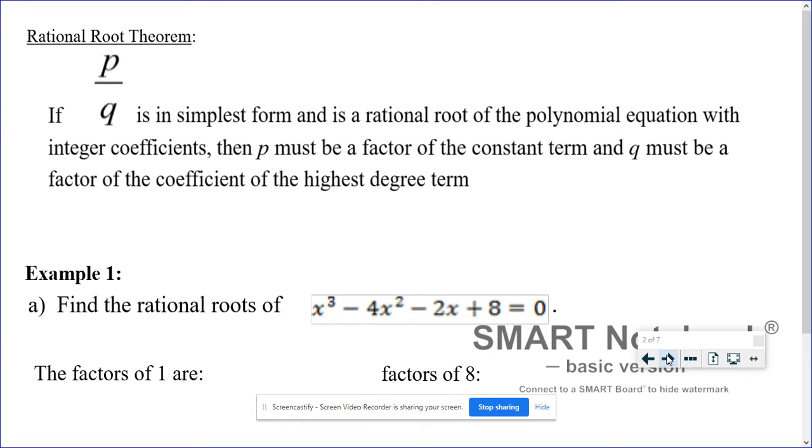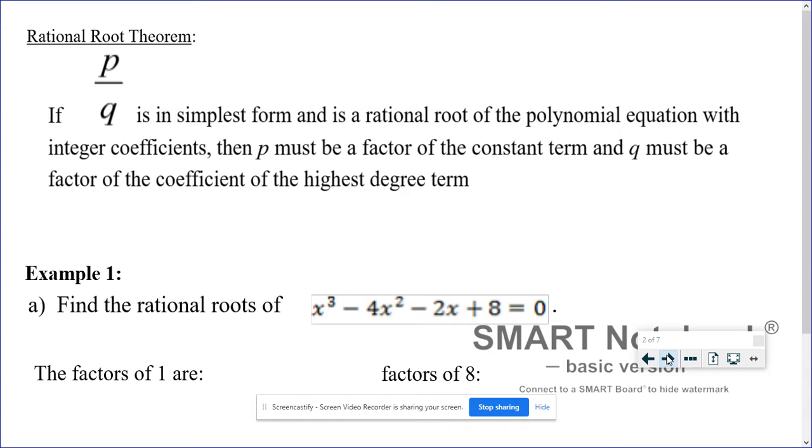All right, the rational root theorem. I'm going to read it. It's not going to make sense, and then we'll unpack it. Okay. So the rational root theorem: if p over q is in simplest form and is a rational root of the polynomial equation with integer coefficients, then p must be a factor of the constant term and q must be a factor of the coefficient of the highest degree term.